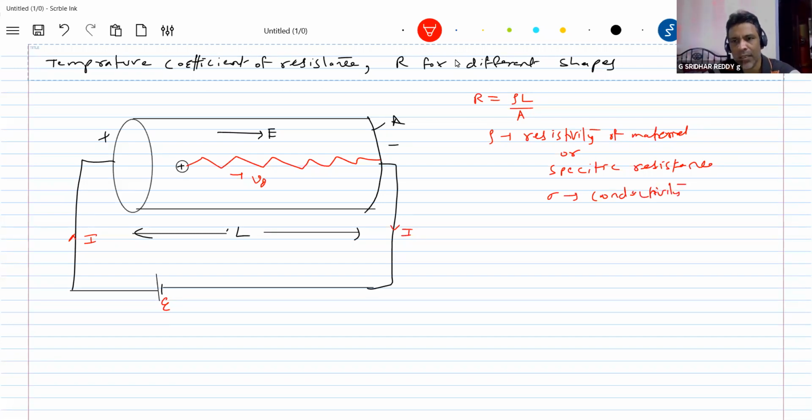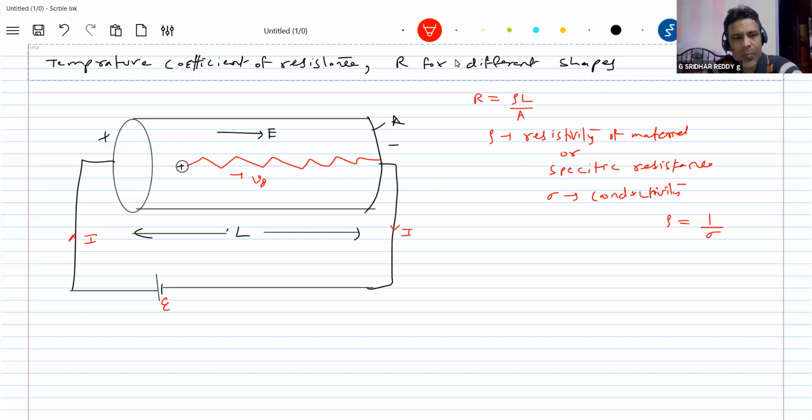When it comes to semiconductors, I will define conductivity. Since we are discussing the resistor chapter, I'll focus more on the symbol rho. So how are they related? The reciprocal of conductivity is what? Resistivity. That is the overall relationship.